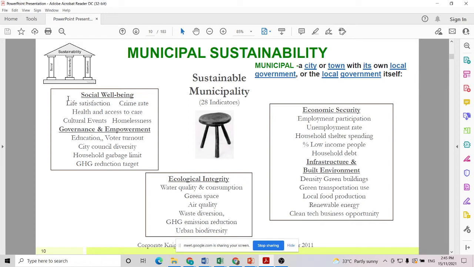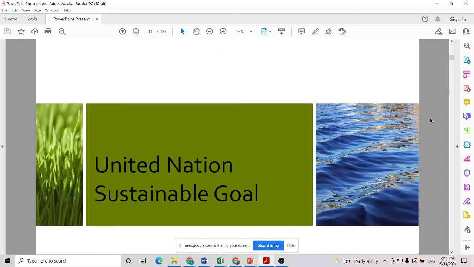And lastly, we have the infrastructure. Not only focusing on the economics, sustainability involves everything. So it involves your structures and also your transportation. That is sustainability that you also need to consider. So that is the example of a local municipal city.